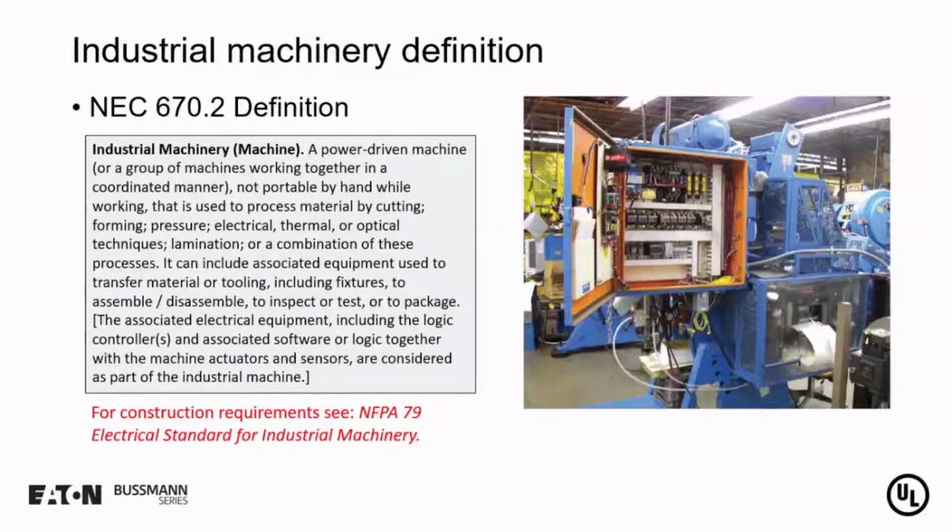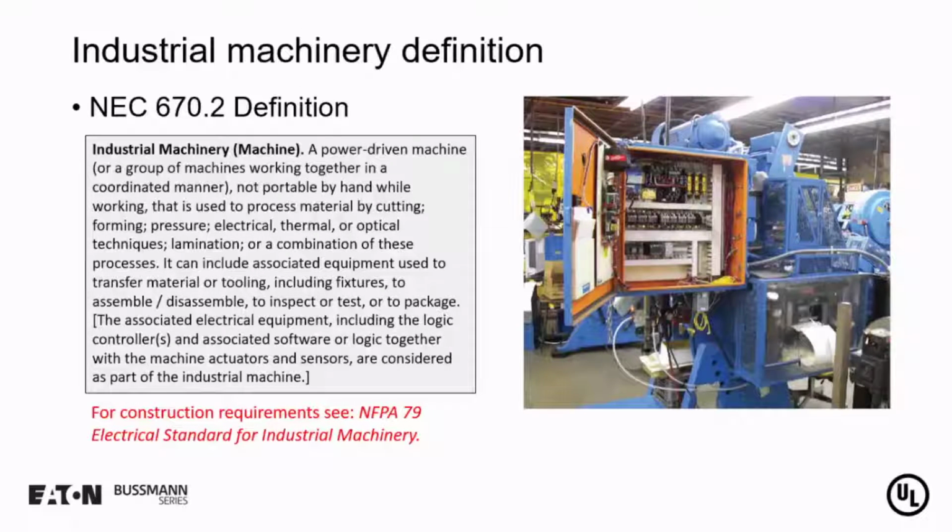Dan has been talking about Article 409 of the National Electrical Code and the requirements for industrial control panels. Let's spend a few minutes on short circuit requirements for industrial machinery. Those requirements are also contained in the National Electrical Code. Machinery is covered in Article 670 of the NEC. First, let's look at Section 670.2, which contains a definition for industrial machinery.